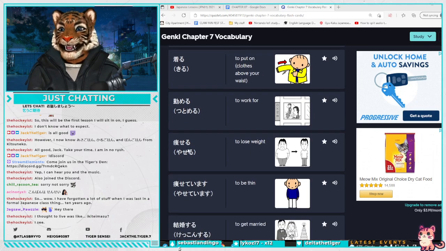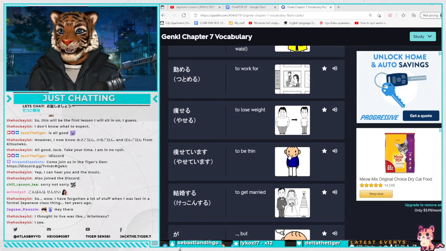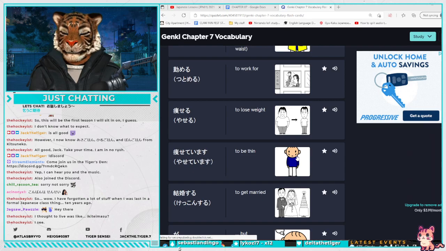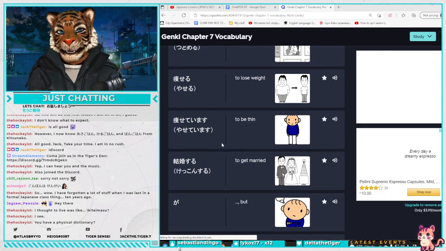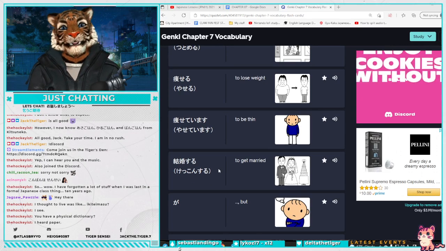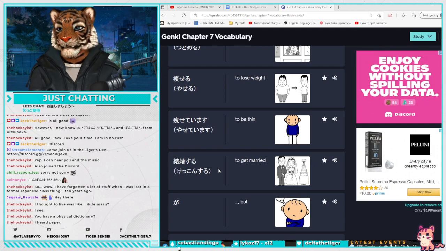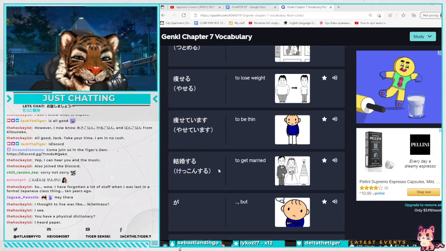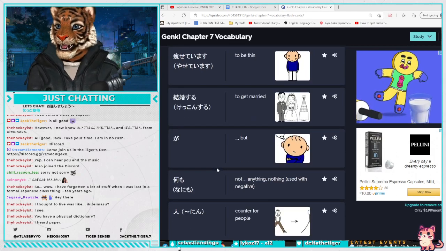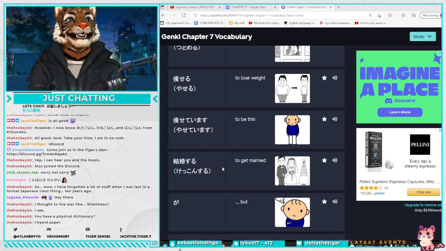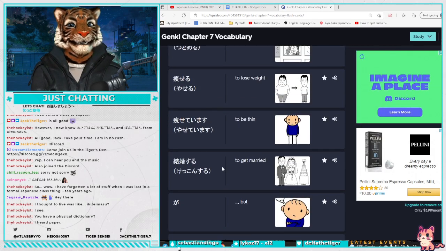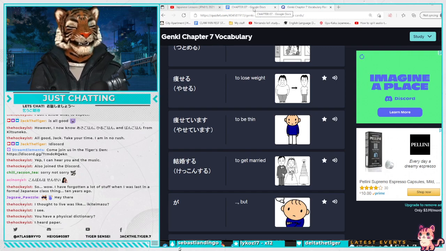To lose weight, yaseru. To be thin. Oh man, they added bone structure to this. Yaseteimasu. To get married, kekkon suru. Yeah, I was looking through my book. Kekkon suru. Those are the verbs for this chapter, and I will be putting them in our notes again later on too.